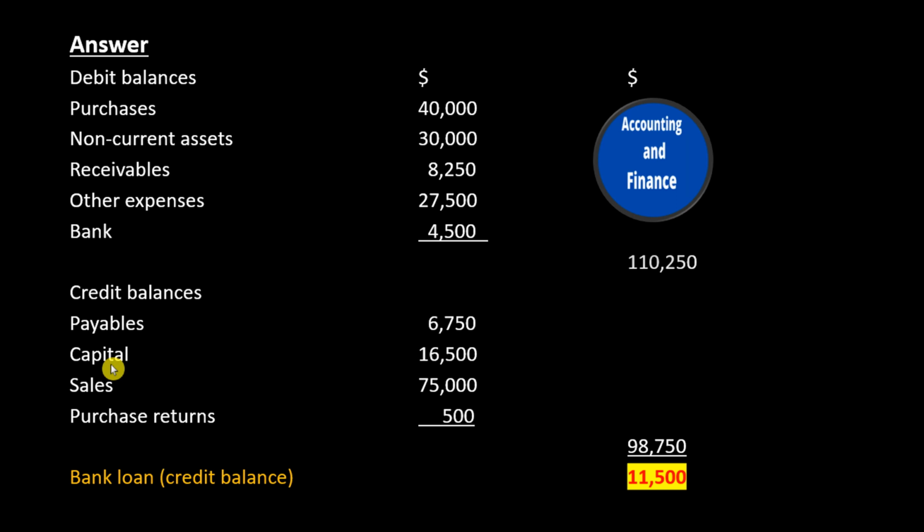Credit balances. Payables, $6,750. Capital, $16,500. Sales, $75,000. Purchase returns, $500. Total, $98,750. Bank loan, credit balance, $11,500.